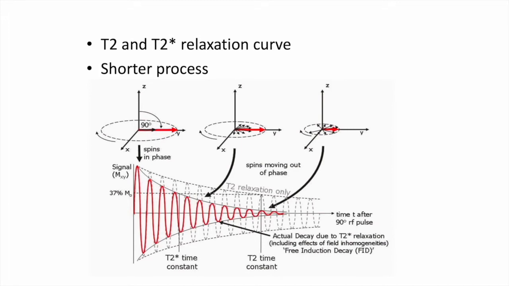T2 star is the rate of actual dephasing and is quicker than pure T2 relaxation due to the presence of magnetic field inhomogeneities. The T2 time is the time taken for 37% of the protons to have dephased in the free induction decay.